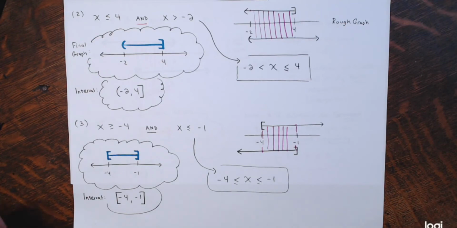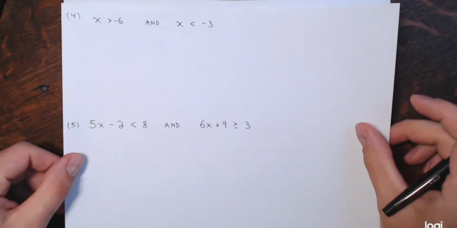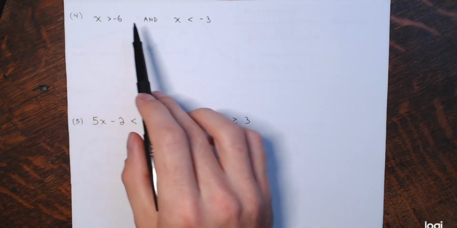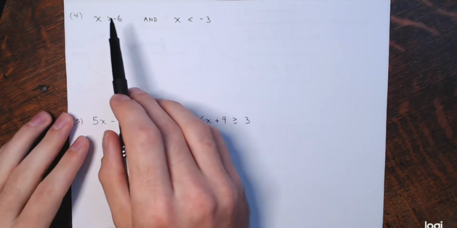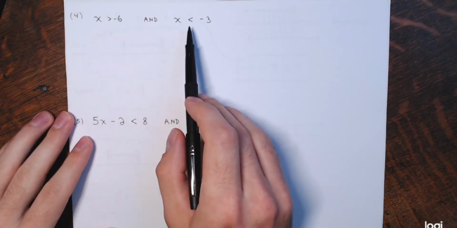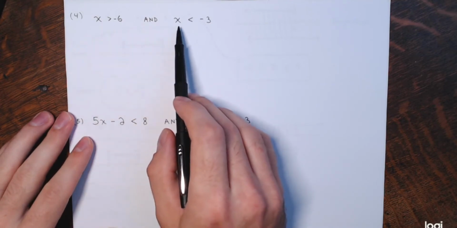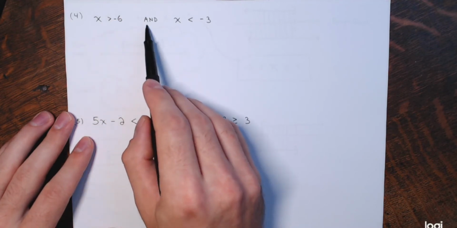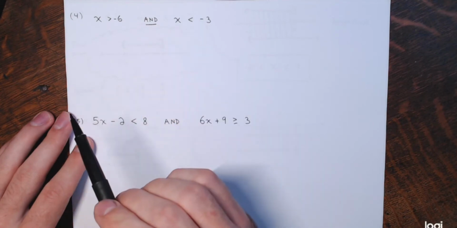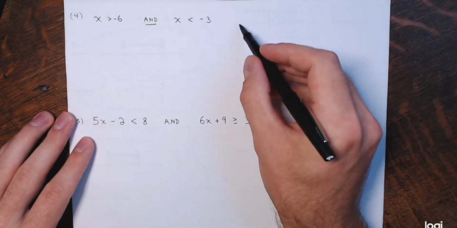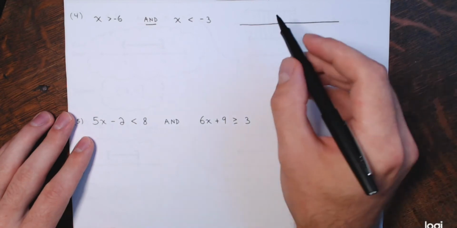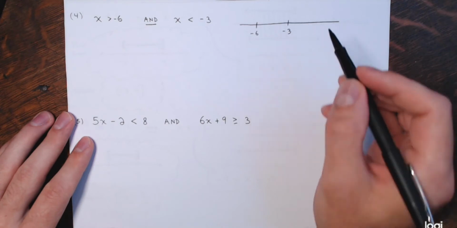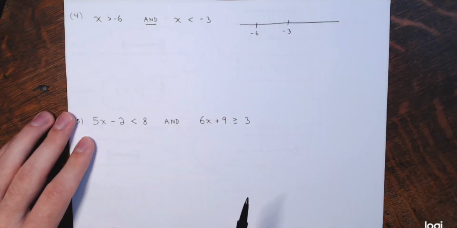Example 4. Same instructions. Yet again, this is the last example where the inequalities are already solved. The variable is already alone. So I'm looking for all the numbers that are both greater than -6 and less than -3. So again, off to the side, I'll make a rough graph. Now -6 is somewhere, -3 would be to the right of -6. And again, just make sure you're putting your numbers in the proper places on the number line.